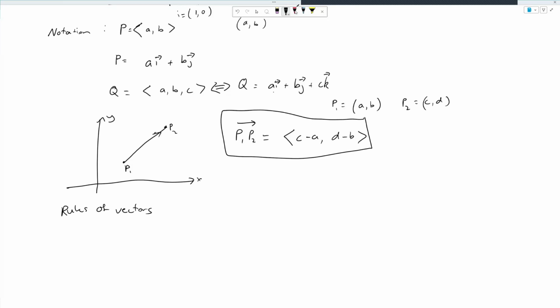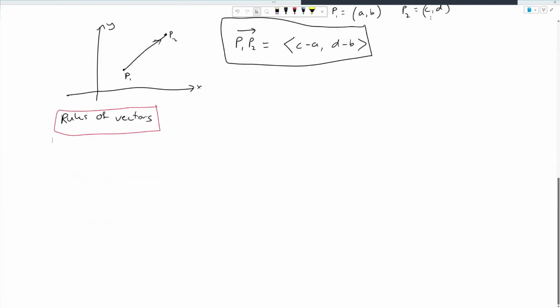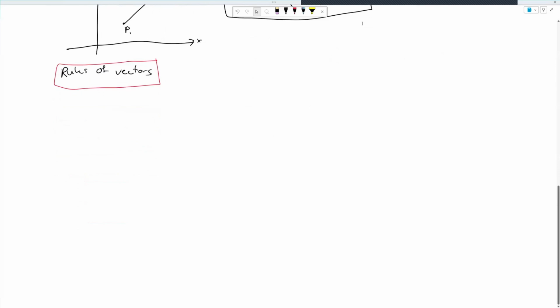Okay. So if there's one thing that I really want you to take away from this, it is that a vector is merely a shift from one point to another, and it has a direction and it has a magnitude. Okay. Some rules of vectors to begin with.